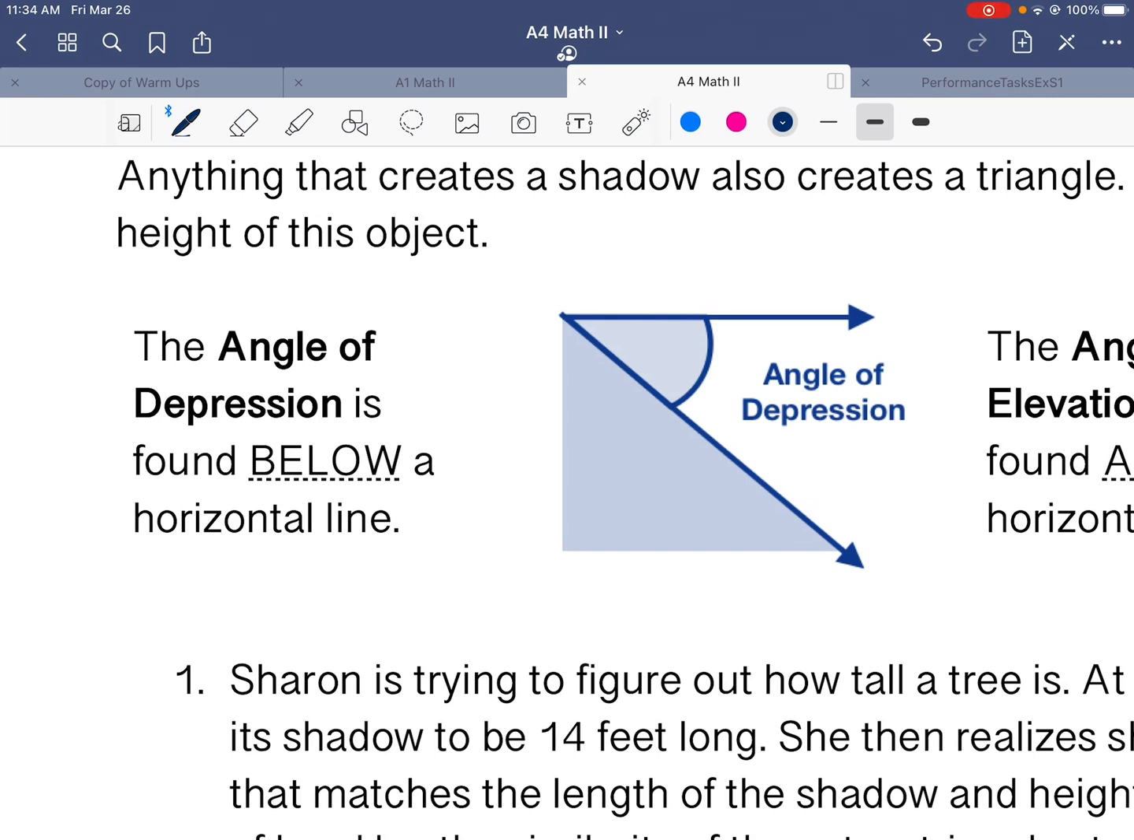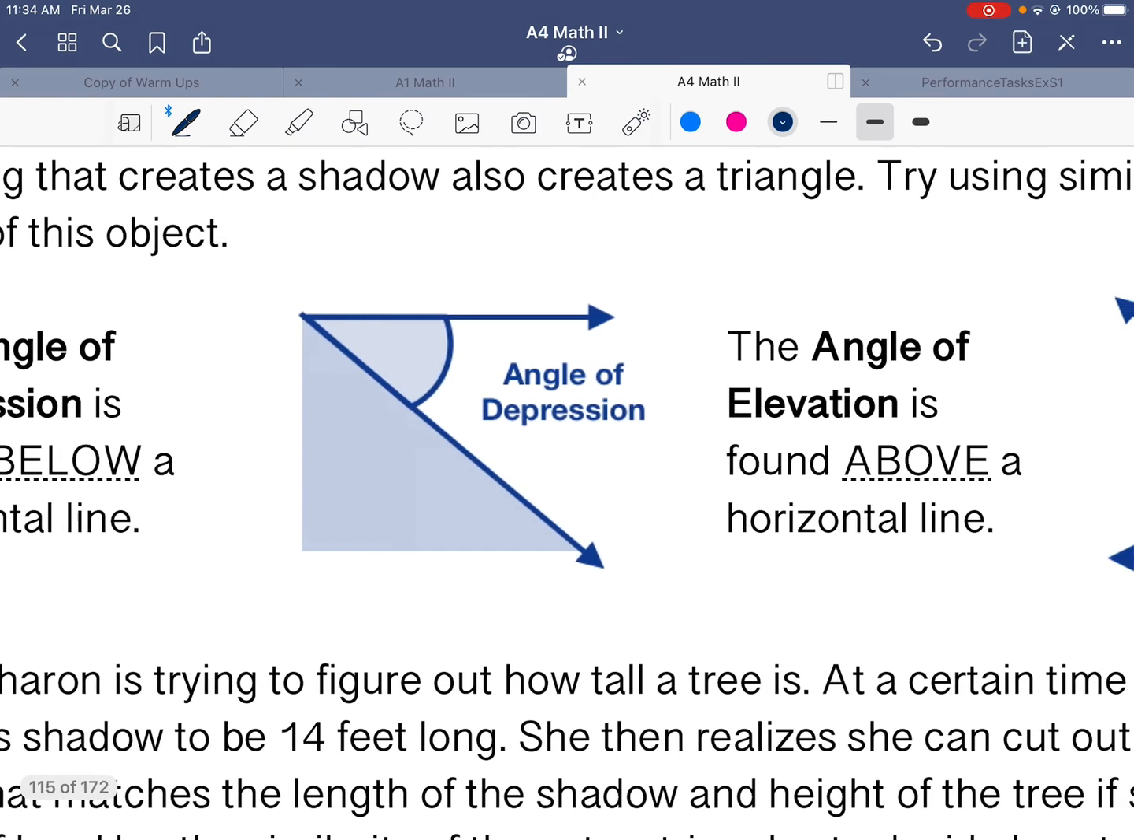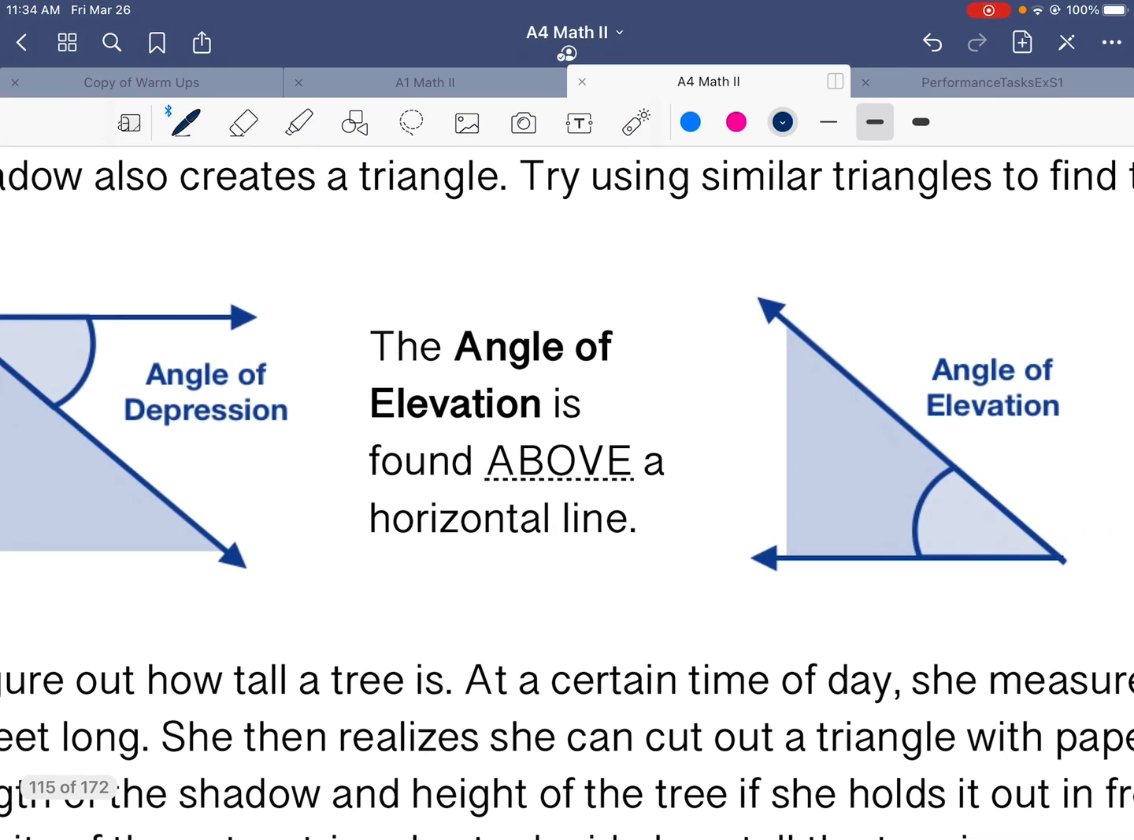So an angle of depression is found below a horizontal line, so it's angling down from a horizontal line. And the angle of elevation is found above a horizontal line, angling up.